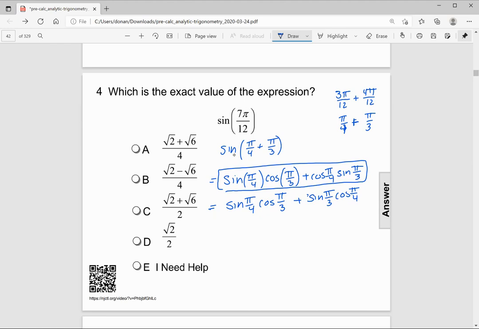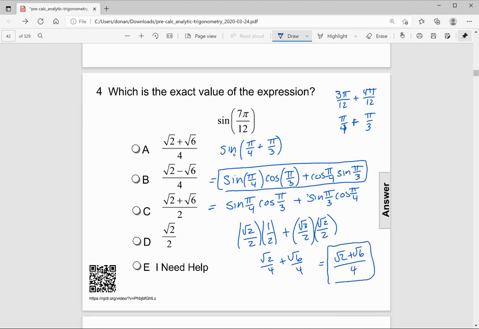Great, and now when we finish it, we're going to say root 2 over 2, sine of pi over 4, cosine of pi over 3 is 1/2, plus sine of pi over 3, root 3 over 2, cosine of pi over 4, root 2 over 2. And so we get root 2 over 4 plus root 6 over 4, which is equal to root 2 plus root 6 over 4. So that's the exact number. Now you could type that into your calculator and get an approximation. And so the correct answer here is A.